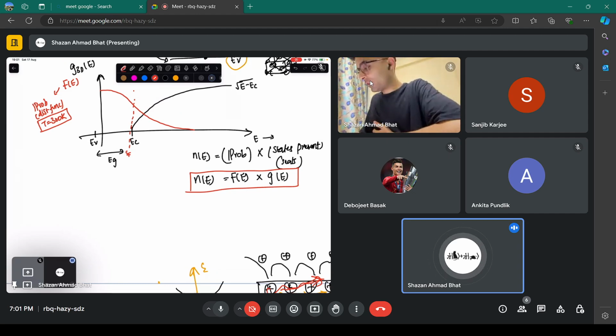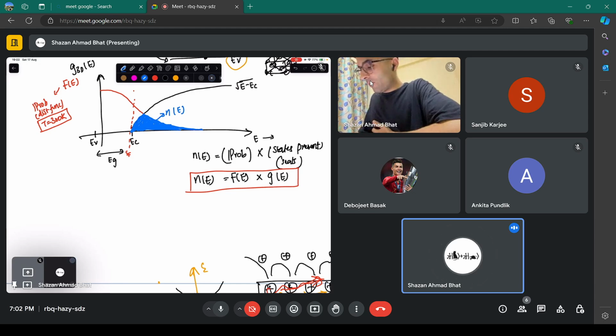That means you have to multiply these two regions, and when you do so, you get an overlapped region, where these two curves intersect at this point. That means this region is common. You have multiplied these two curves, you get this region. This particular region is showing you the number of electrons, n of E. It's the number of electrons as a function of energy.